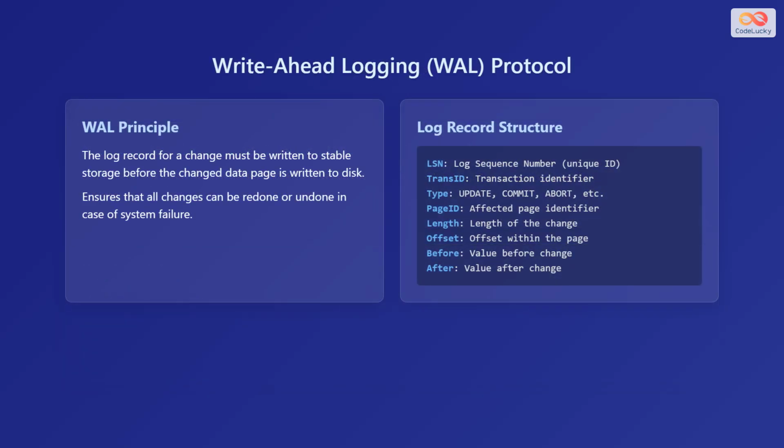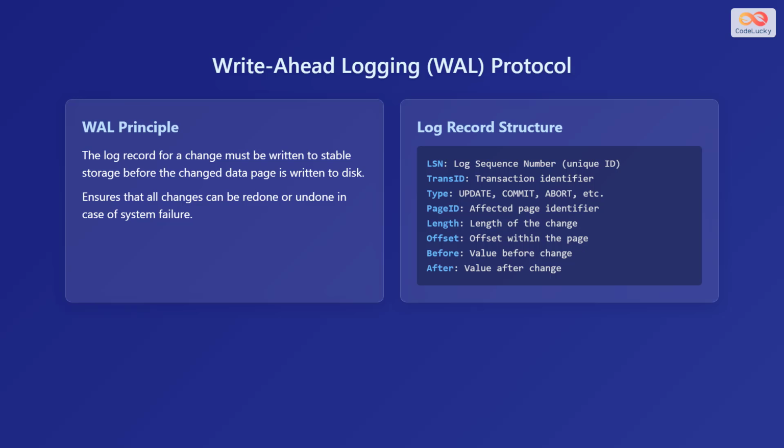Let's dive into the write-ahead logging protocol. The main principle of write-ahead logging is that the log record for any change must be written to a stable storage, like a disk, before the actual change data page is written to disk. This ensures that in the event of a system failure, all changes can be either redone or undone.